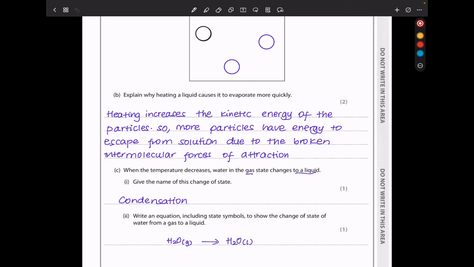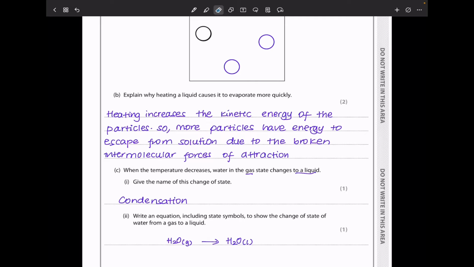In part B, explain why heating a liquid causes it to evaporate more quickly. When a liquid is heated, the kinetic energy is going to increase, meaning the particles will possess more kinetic energy and they will move more quickly. So more particles will have the energy that is required to escape from the liquid, due to the ability to break the intermolecular forces of attraction that are holding the particles together. So in this case, more particles will move to the surface of the liquid in order for the intermolecular forces to be completely broken, for them to evaporate away from the liquid into the gaseous phase.